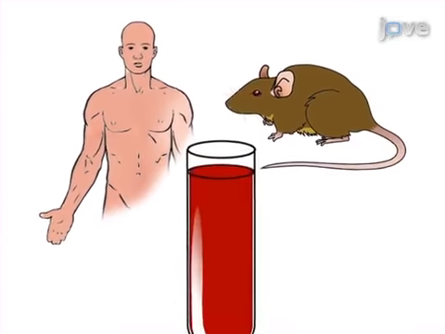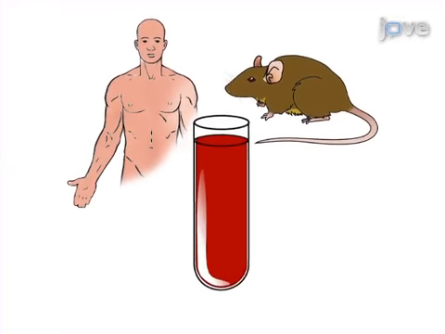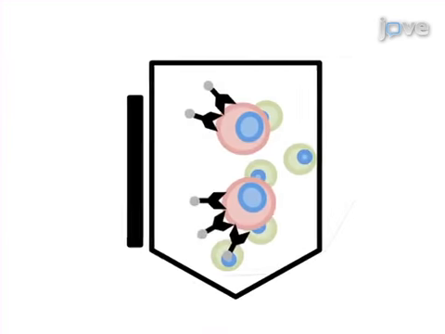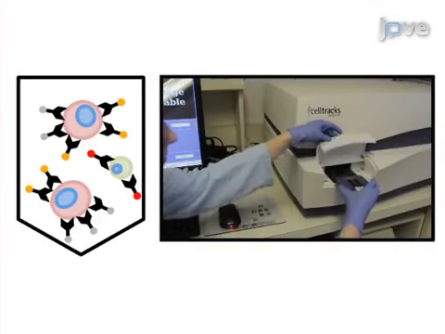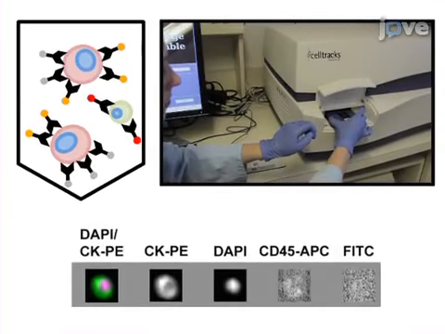First, collect the blood samples from humans and/or mouse models of cancer, and using a positive selection for EpCAM-positive cells, enrich for CTCs in a background of contaminating leukocytes. Then, with differential staining of CTCs and leukocytes, identify and enumerate the CTCs.